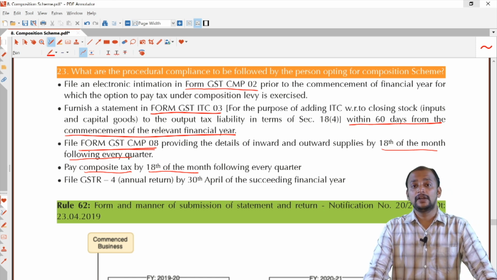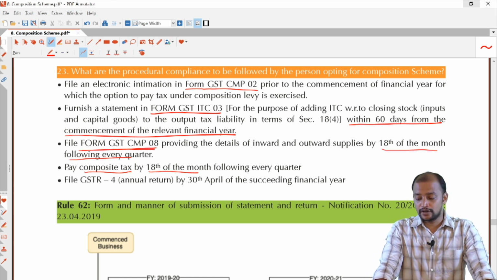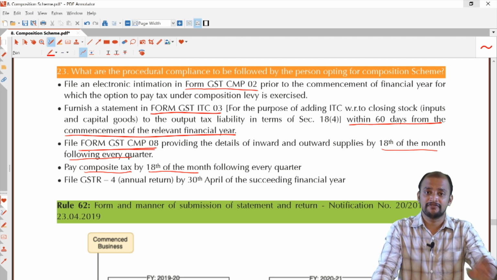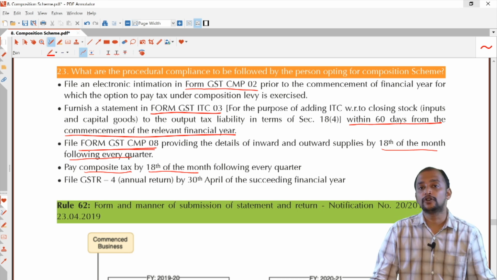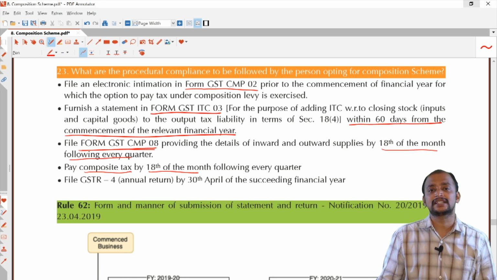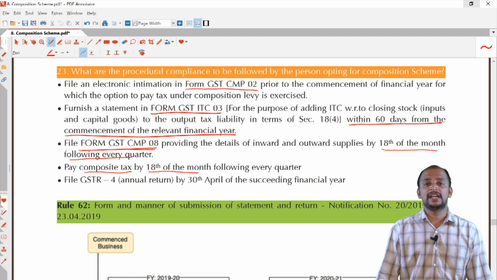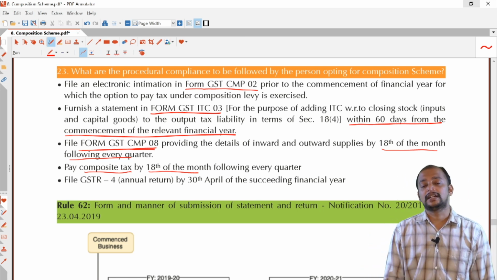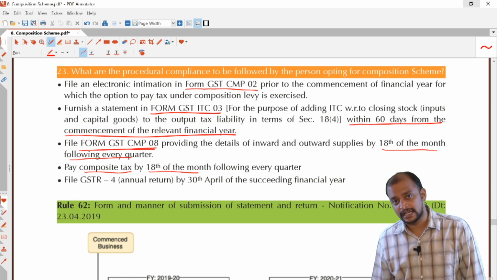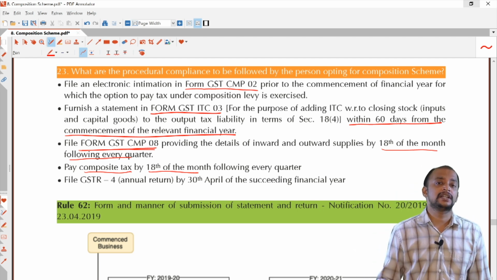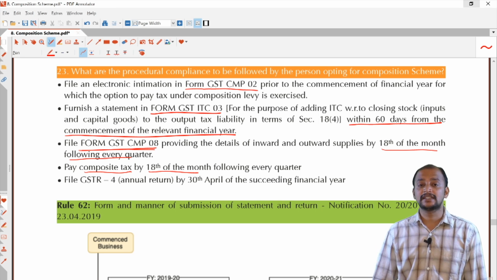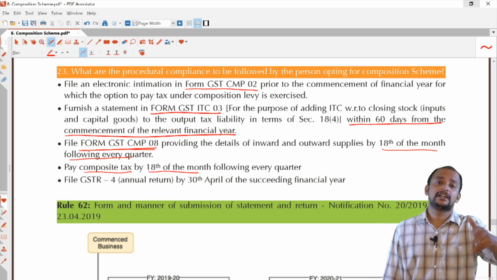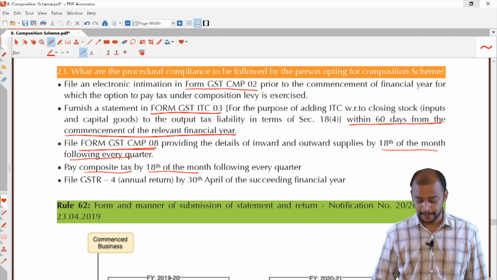Then I have to file one annual return. When I am under composition scheme, I need to file one annual return. That annual return should be filed in GSTR4 by 30th April of the succeeding financial year. For example, in financial year 1920, if I am into composition scheme, then by 30th April 2020, I have to file this annual return in GSTR4. Previously, GSTR4 was a quarterly return. Now they have made it an annual return, and in the place of the quarterly return, they added CMP08.